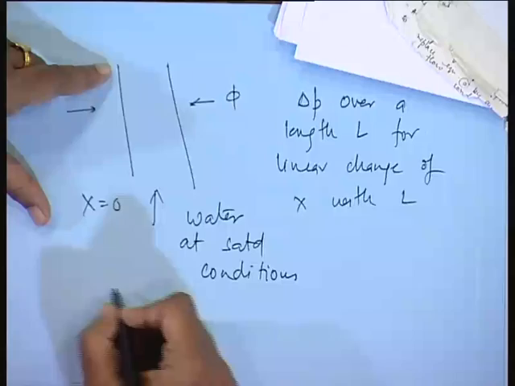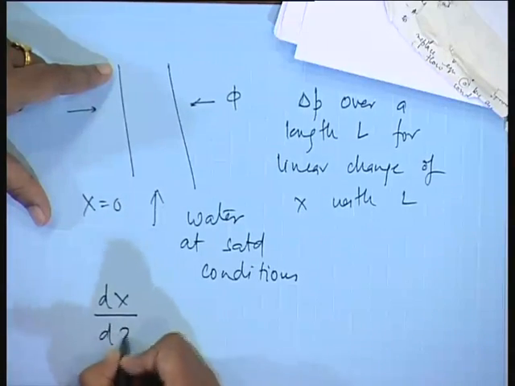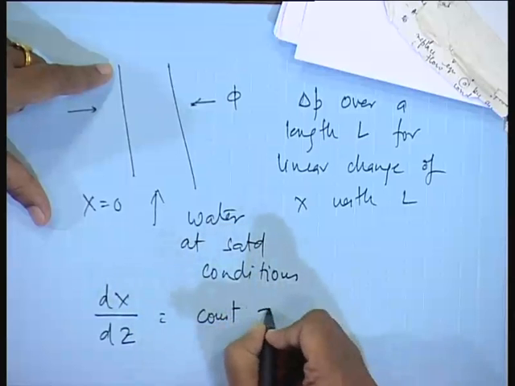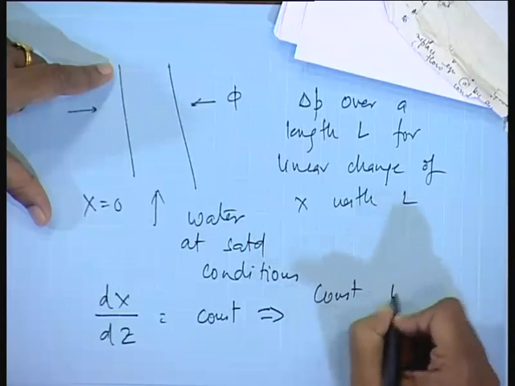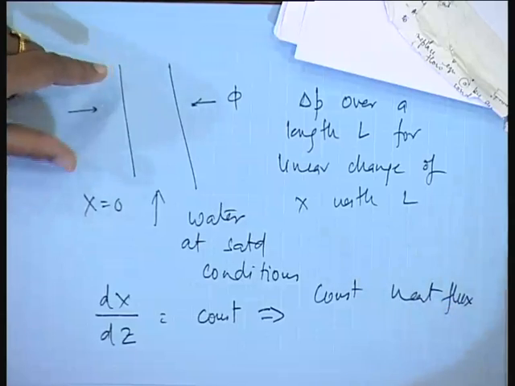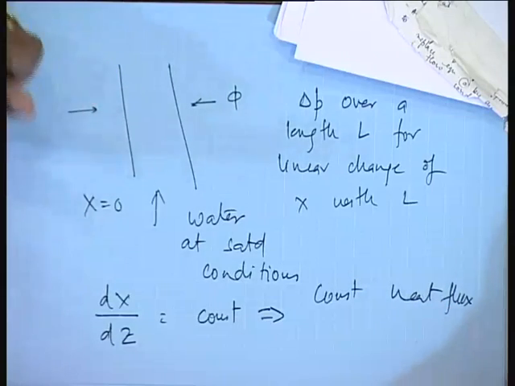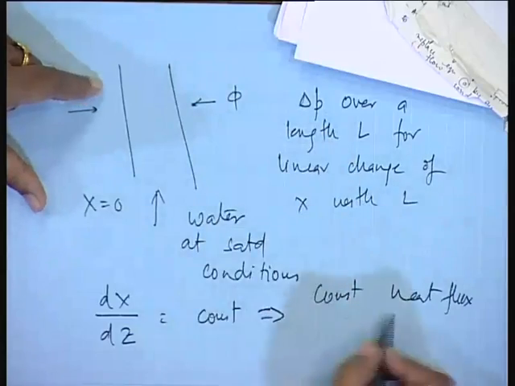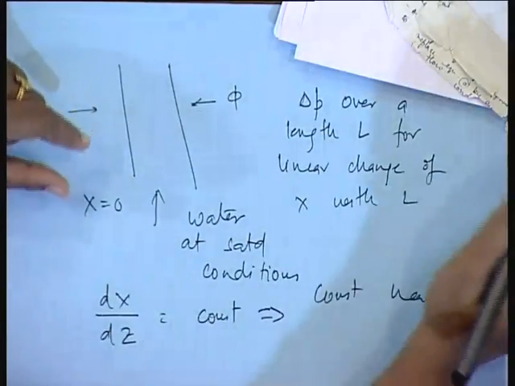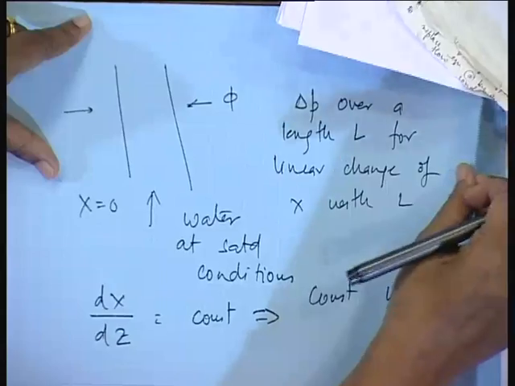Can you tell me under what conditions we will have a linear change of quality with length, and how do we quantify a linear change of quality with length? Constant, very good. We denote it as dx/dz equals constant, and this happens for constant heat flux conditions, is it not? When the heat flux is constant, the area is constant, etcetera, under those conditions we have dx/dz linear. Now, how to proceed?